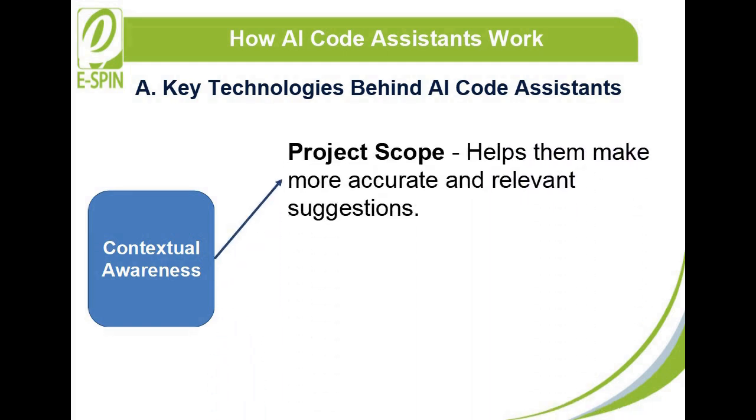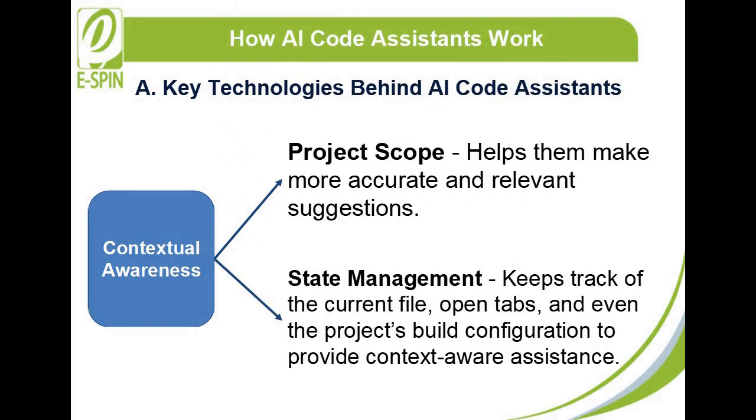Project scope. Advanced AI code assistants are aware of the broader project scope, including dependencies, libraries, and previous code. This awareness helps them make more accurate and relevant suggestions. State management. Maintaining the state of the current development environment is crucial. The assistant keeps track of the current file, open tabs, and even the project's build configuration to provide context-aware assistance.